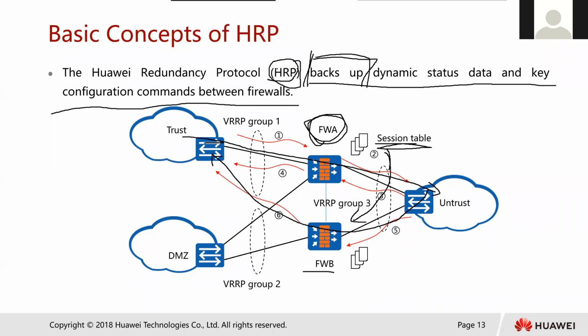When we use this HRP protocol, we can back up the session table from firewall A to firewall B. So if the link on firewall A is down, and reply packets come to firewall B at the trust side, firewall B has the session table, so it can forward this packet and things work normally. So this is HRP, which backs up the dynamic status and key configuration commands between firewalls.